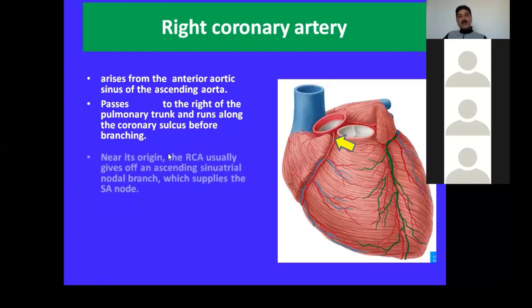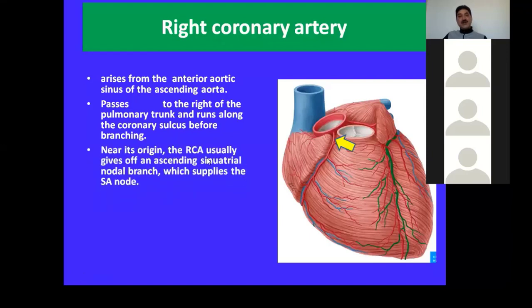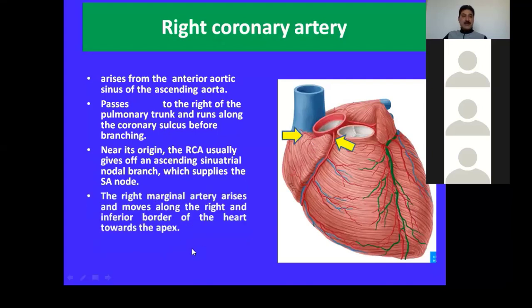Near its origin, the right coronary usually gives off an ascending sinoatrial nodal branch, which supplies the SA node. We have already described it. So it gives this nodal branch, which supplies the SA node in the majority of cases. The right marginal artery arises and moves along the right inferior border of the heart towards the apex. You can see the right marginal artery, which is a large branch.